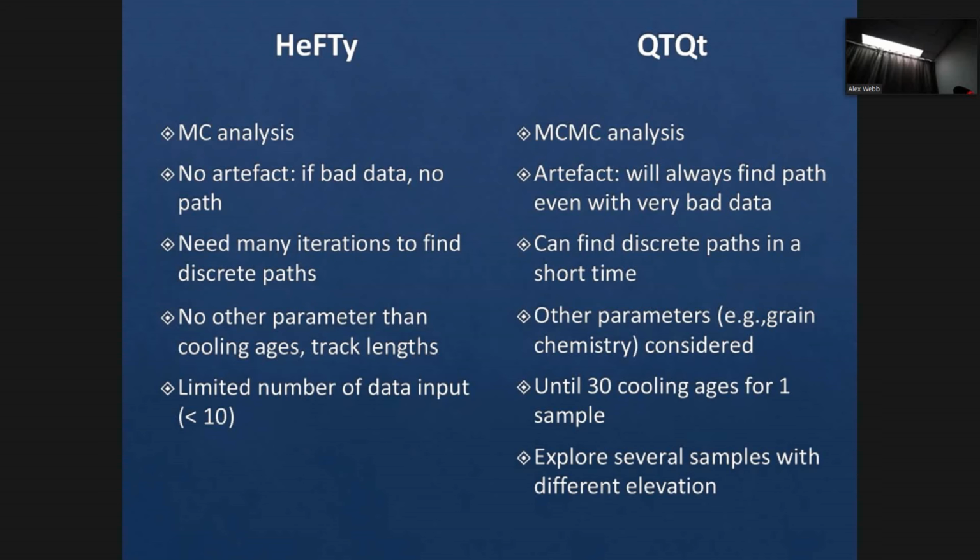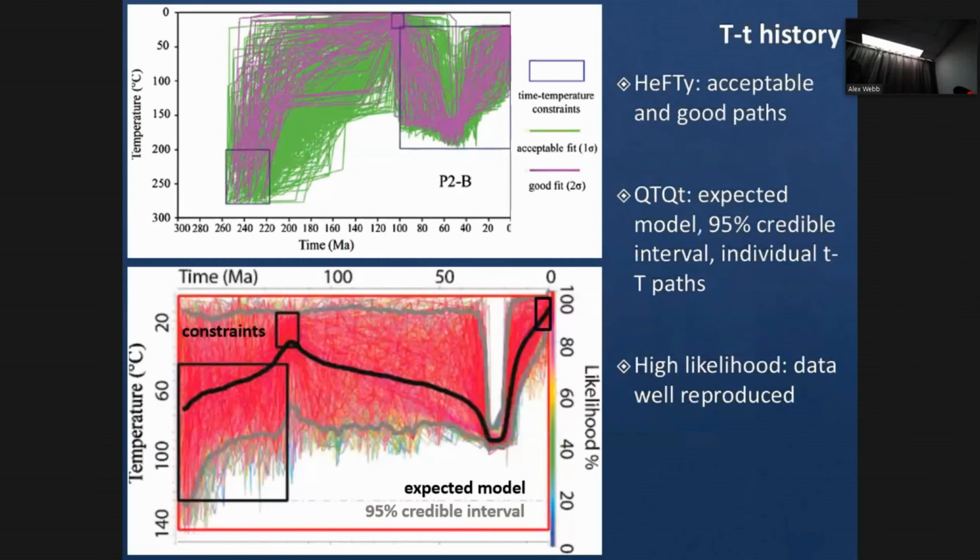For most people working, we don't have so much data, so having 10 input data in the modeling is okay. But in some cases, you have a lot of data for one sample. In that case, QTQt is powerful, because you can input up to 30 ages for one sample. So it's quite powerful here. And then we can also explore several samples at different elevations. This is what we call a vertical profile, and I will explain shortly what it is.